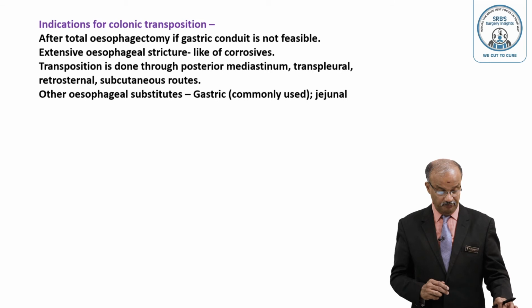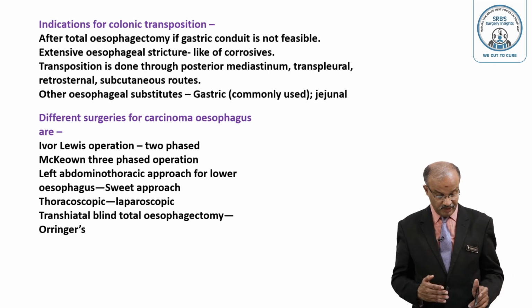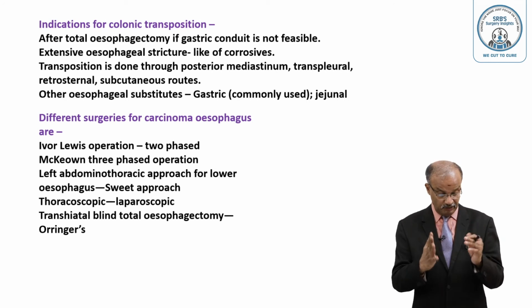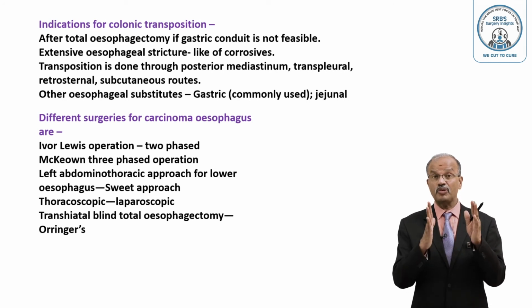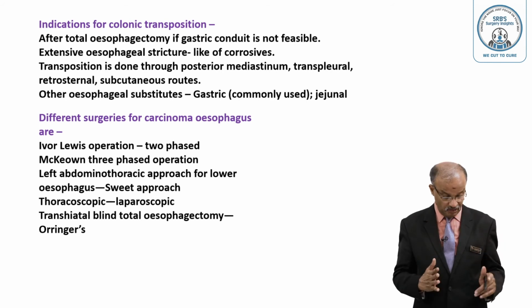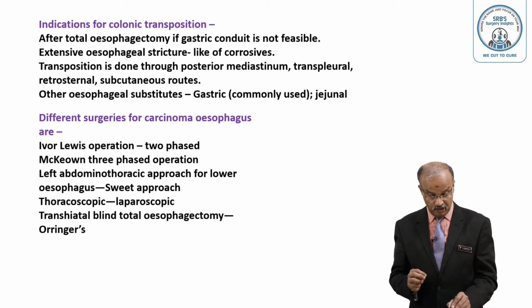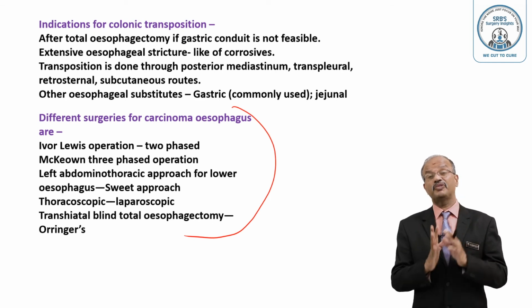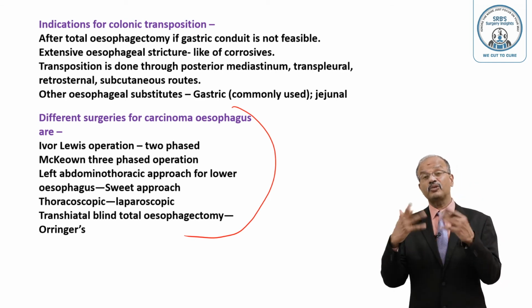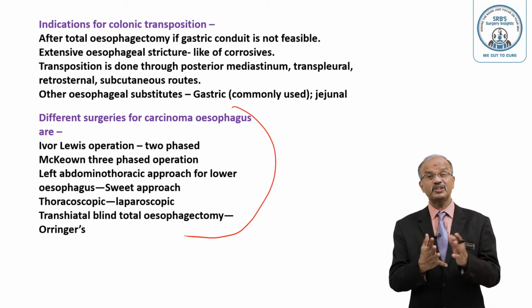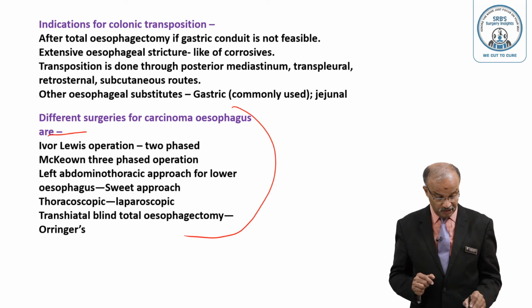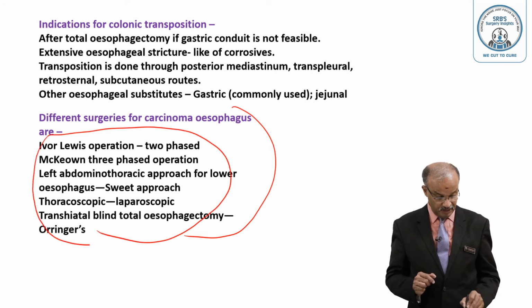Different surgeries, I am not going into that. Esophagus: Ivor Lewis operation, Weringer's operation, the palliative one, and McEwen three-phased operation, the left abdominal thoracic approach, which is called the Sweet approach. You can read my book for this in detail, carcinoma esophagus, different approaches, manual of surgery. For the detailed technique, you can go through my operative surgery, which is not necessary for UG but useful for postgraduates. These different approaches will be asked as MCQs, so you need to know them.